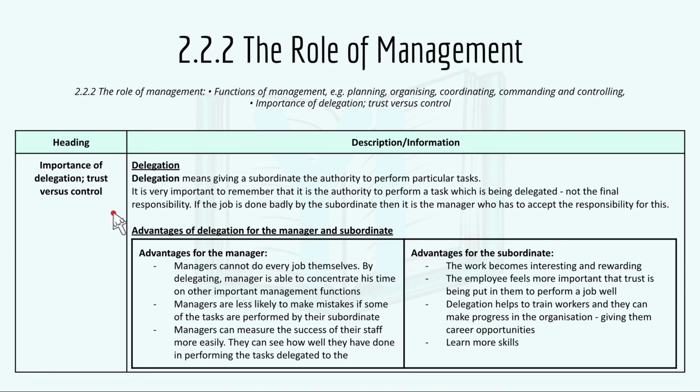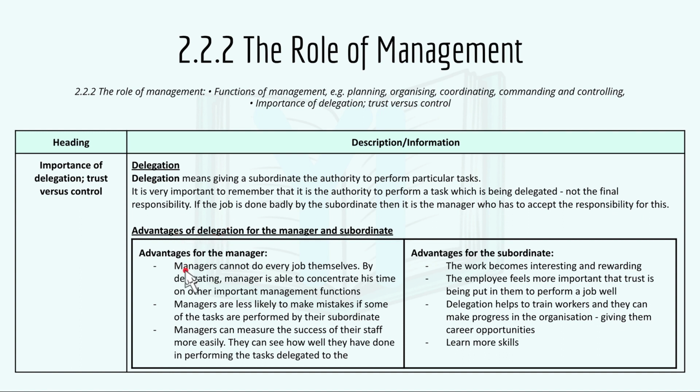Then we have the importance of delegation, which is trust versus control. Delegation means giving a subordinate the authority to perform a particular task, and it is very important to remember that it is the authority to perform a task which is being delegated and not the final responsibility. So if the job is done badly by the subordinate, then it is the manager who has to accept the responsibility for this.